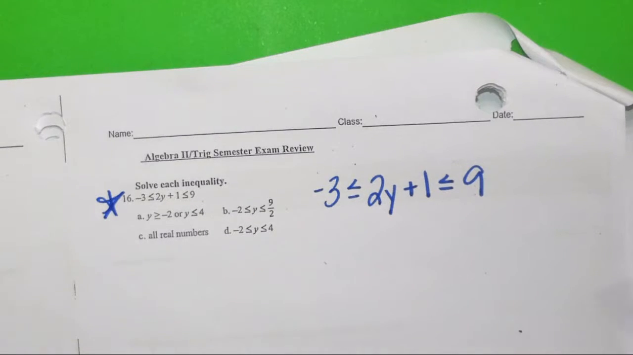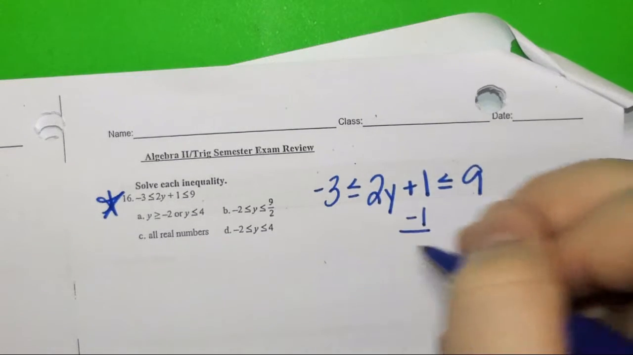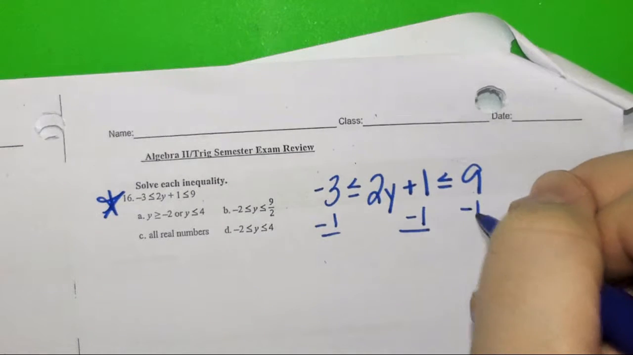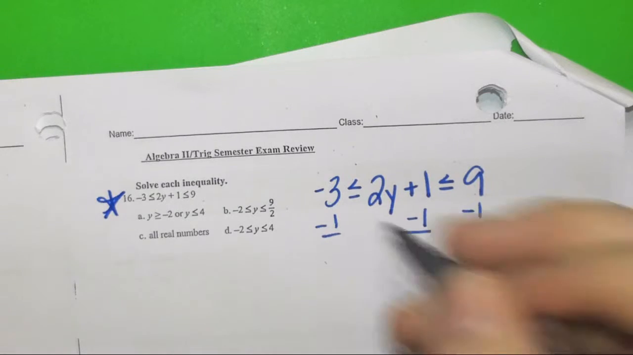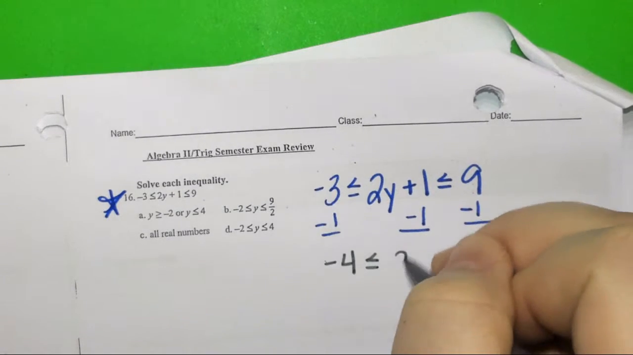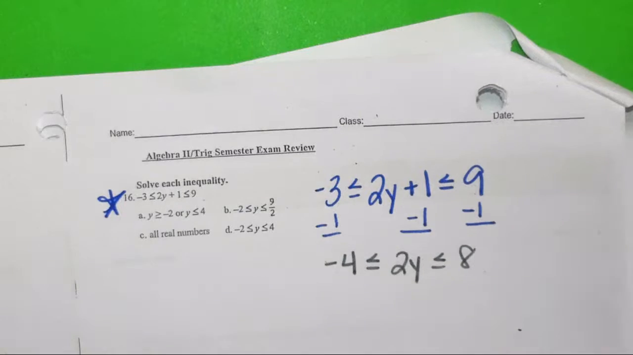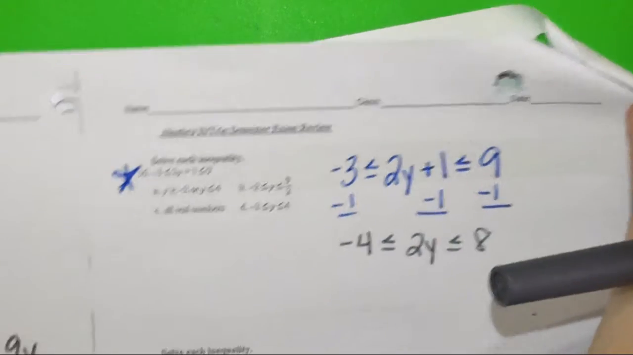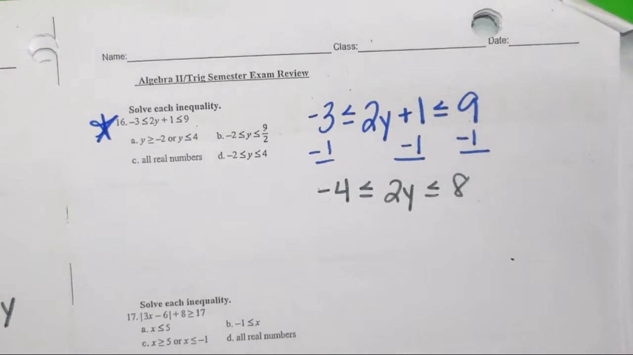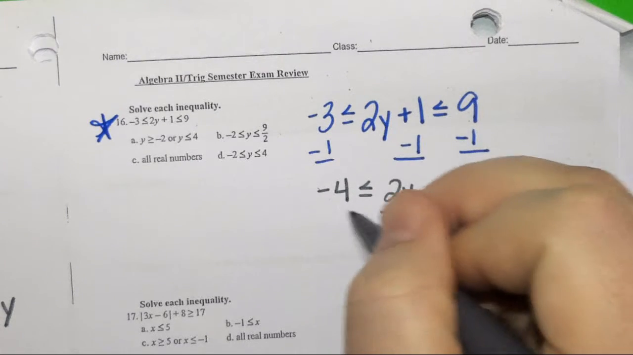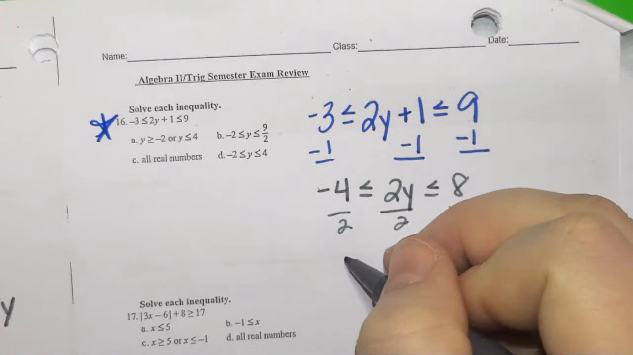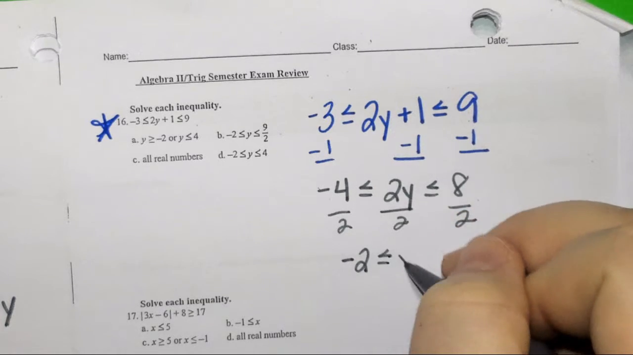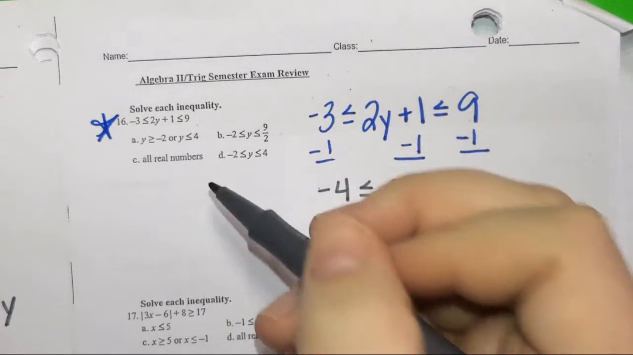We're trying to get y by itself, so we're going to subtract 1 first, but we have to subtract 1 from everybody. So I have negative 4 is less than or equal to 2y is less than or equal to 8. Y is still not by himself. I've got to get rid of that 2. So I'm going to divide by 2, but I've got to divide everybody by 2. So I end up getting D, negative 2 is less than or equal to y is less than or equal to 4. So D.